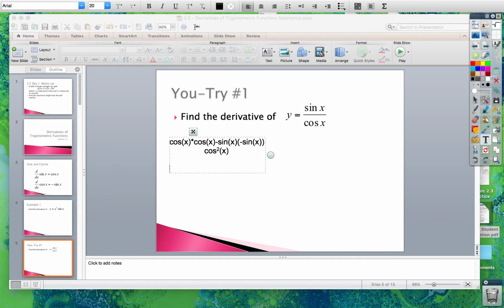So what we end up having here is cosine squared x plus sine squared x. And if you're not sure how I got the plus sine squared x, you'll notice here that that is a negative or a minus, and we have another negative right here. So when you multiply that out, that becomes positive. And then we have cosine squared of x.